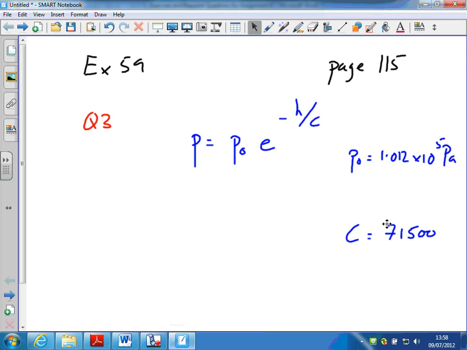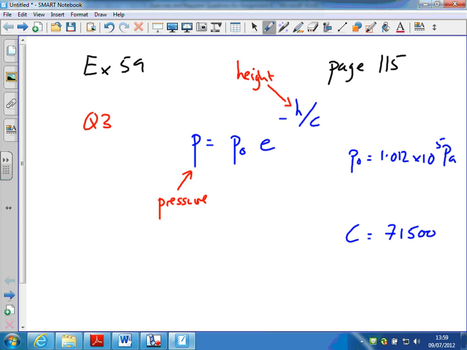Exercise 59, page 115, question number 3. This particular function is relating the pressure in atmospheric pressure with height. So the two variables are atmospheric pressure and height.